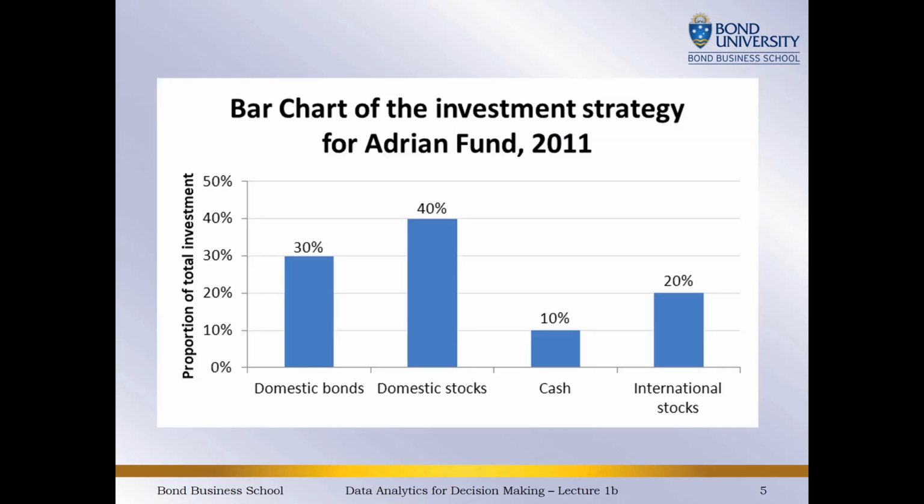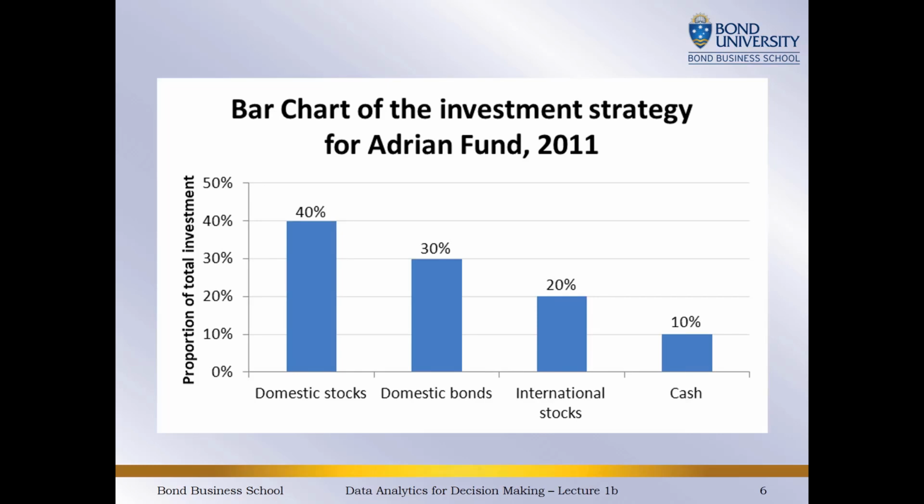The same information could be displayed on a bar chart. And here we have labels for each of the columns. What you might like to do on a bar chart, depending on what you're trying to highlight, is order them so that you can see, okay, domestic stocks, then bonds, then international stocks, then cash. It's pretty easy with 4 columns, but if you had some more columns, it might be a bit harder to see the ordering unless you order it for the reader.